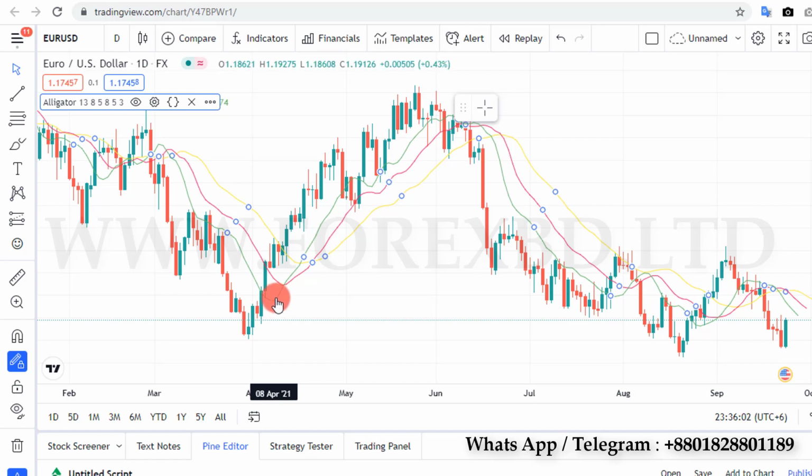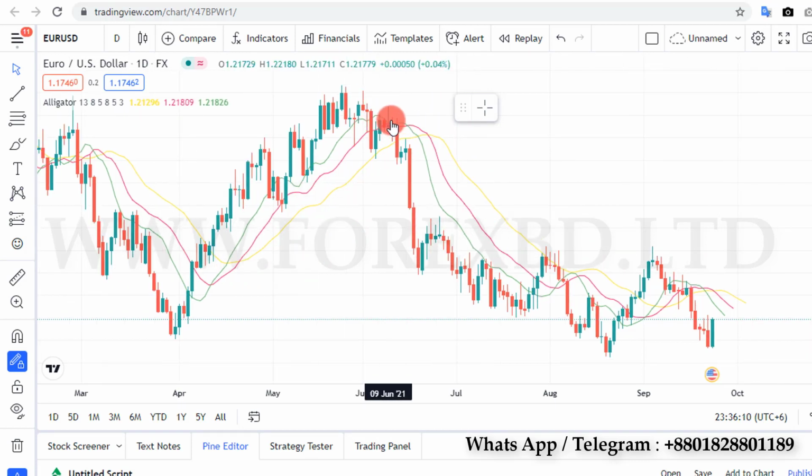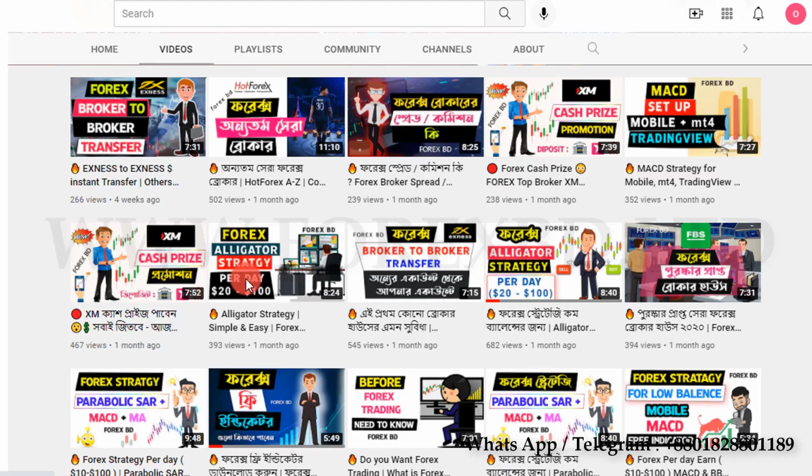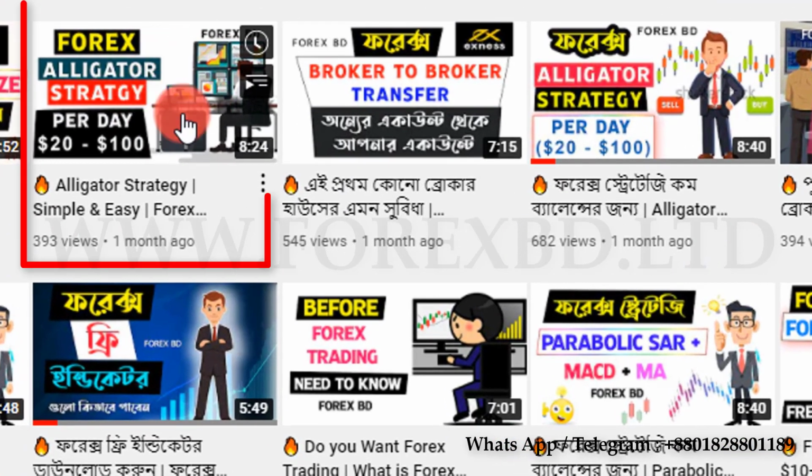The shortest period, which is the green line, will give the signal when it crosses the other lines. When this line crosses the other line and goes up, then you will get a buy signal. And when the green line crosses the other line and goes down, then you will get a sell signal. So this is very easy. You can get the signal by following this green line, which period is 5. And we have also discussed this strategy in a video. You must see this video to follow this strategy.